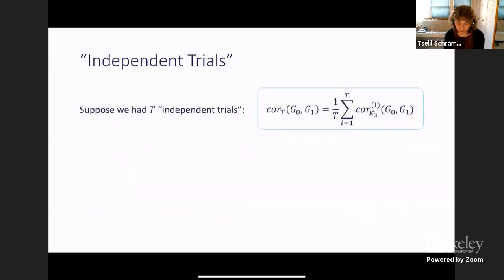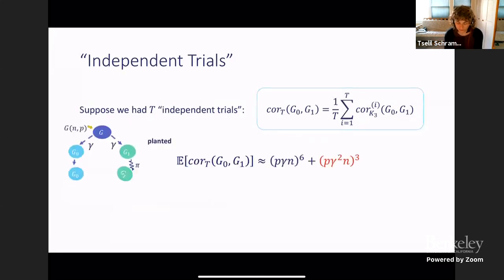All right, so what are we going to do? If I could have, let's say, capital T independent trials of this experiment, then I would be able to drop the variance. Imagine that instead of getting just one copy of G0 and G1, you get T independent experiments. Then the expectation won't change in the planted case.